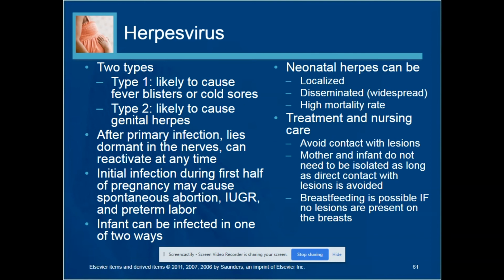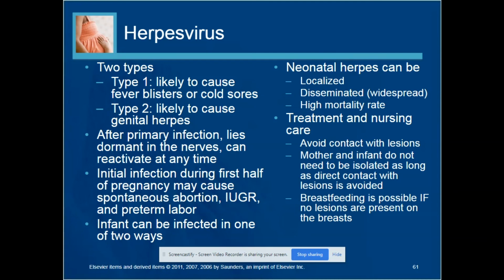Herpesvirus, which we've talked about before, can have one of two types. Type 1 is likely to cause fever, blisters, or cold sores, and type 2 is likely to cause genital herpes. After the primary infection, it does lie dormant in the nerves of your body and can be reactivated at any time.